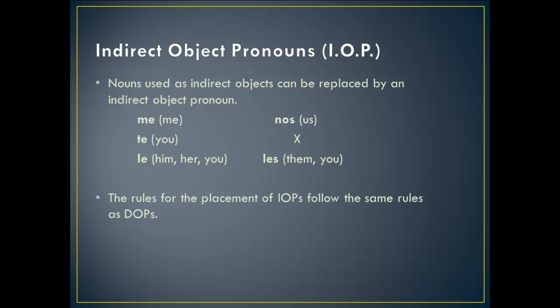You only need to know if it's singular or plural. So the rules for replacement of your indirect object pronouns follow the same rules as the direct object. They're going to come before the verb. If you have an infinitive, or an -ando or -iendo, you can add it to the end. If you have a negative sentence, I didn't give it to her, you're still going to put no, and then le, and then da.